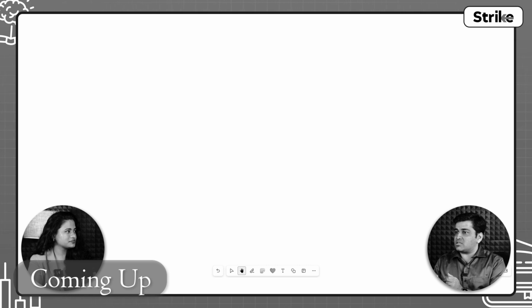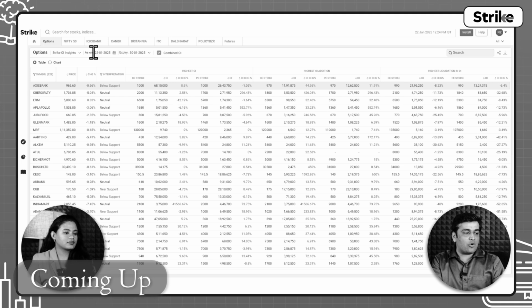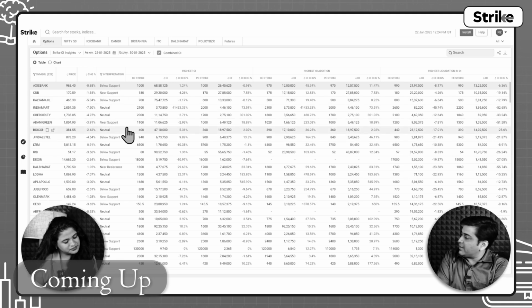Then how does this data mean? That we have to understand first. Institutions, the big hands, the intelligent ones, command the money power. They are generally the sellers. This is a Strike OI Insights chart. How to trade all these things.